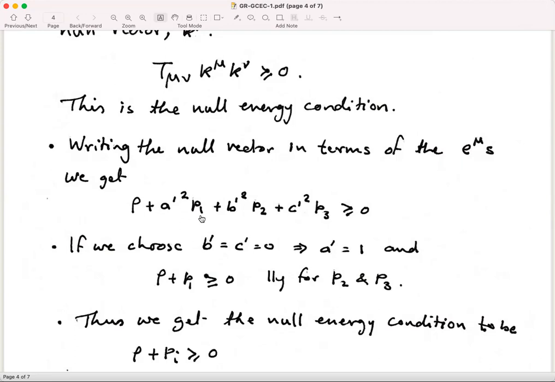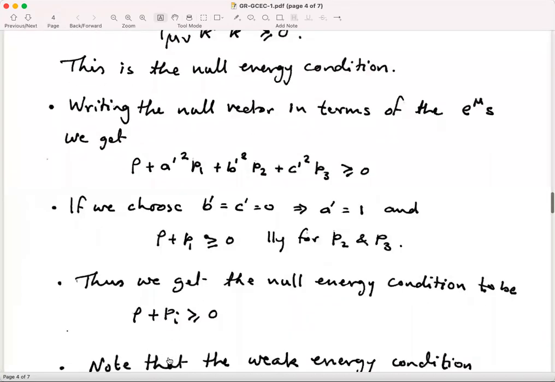Nothing very special about A prime. We could have done it with B prime or C prime, and we would have similar equations with P1 replaced by P2 or P3. That is also part of the null energy condition. So eventually what we get is that the null energy condition is rho plus Pi greater than or equal to zero for any i, i equal to 1, 2, or 3.